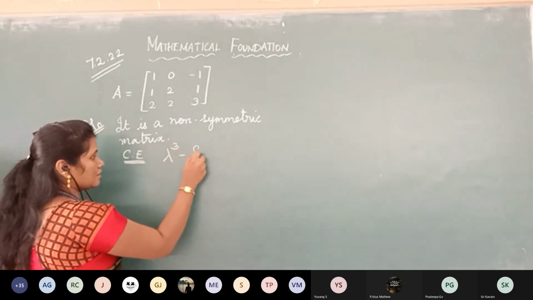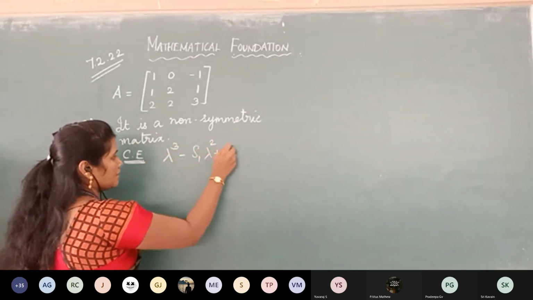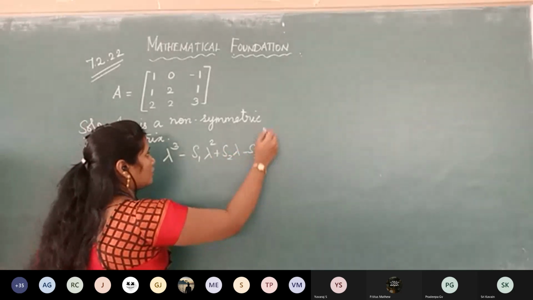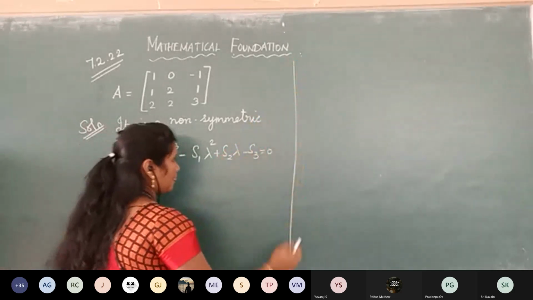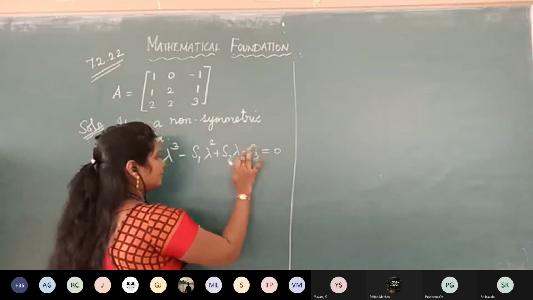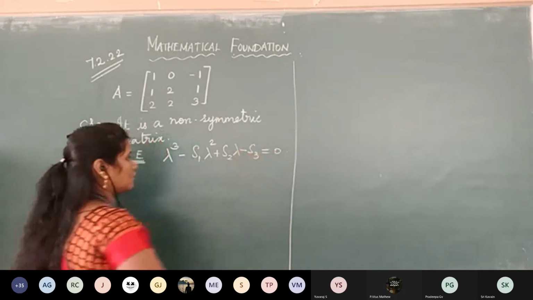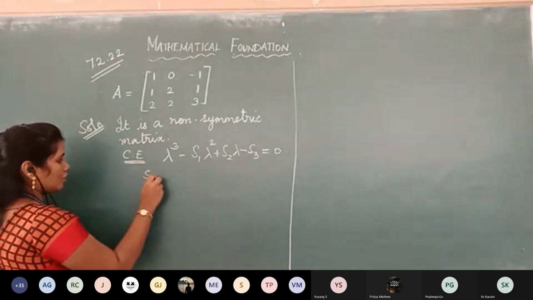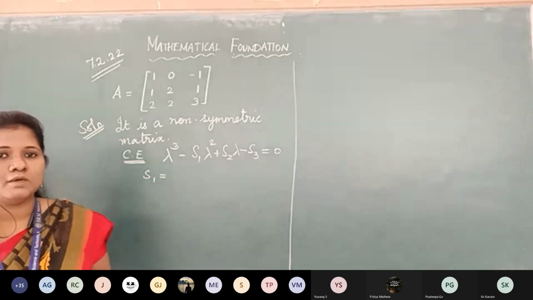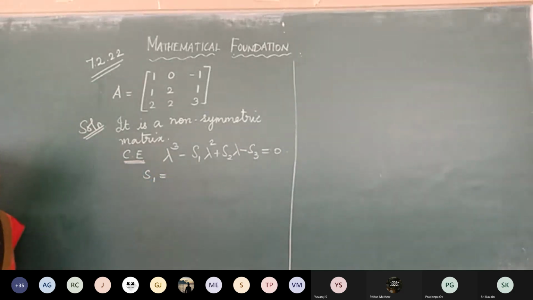Lambda cube minus S1 lambda square plus S2 lambda minus S3 equal to 0. Always write your formula, and write it very well. What is your S1? S1 is the sum of the main diagonal elements. Find the sum of the main diagonal elements.